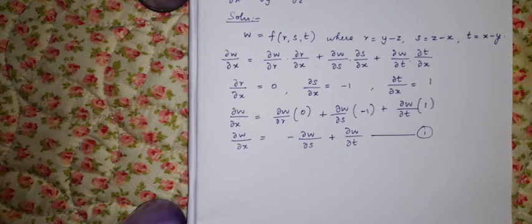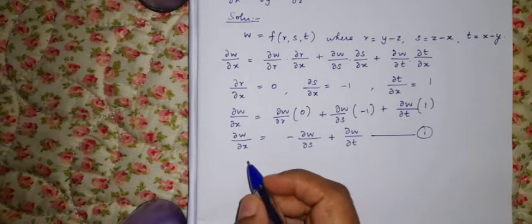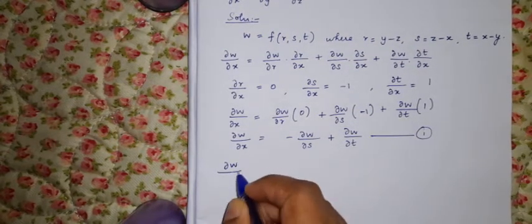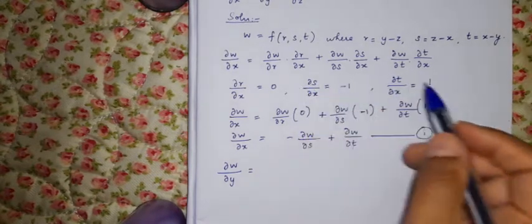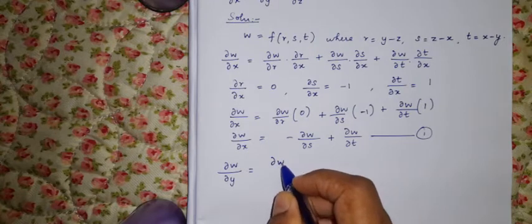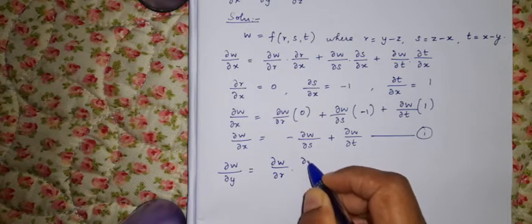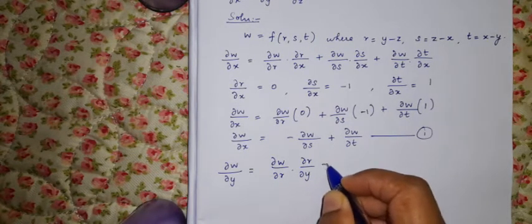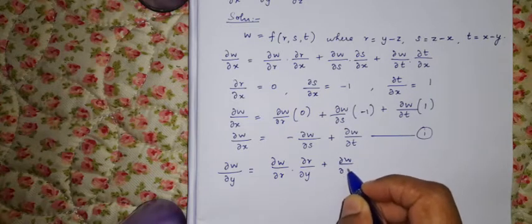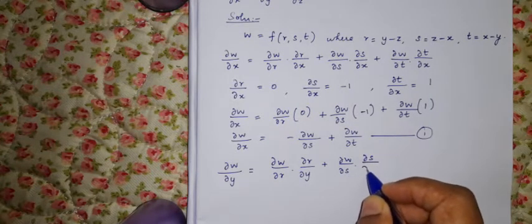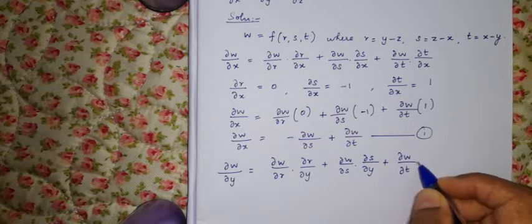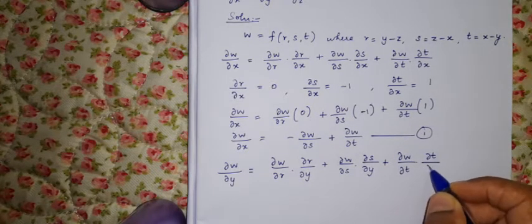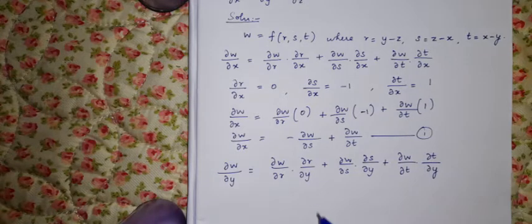Then we need to find ∂w/∂y. You have to do it in the same way. w with respect to r, r with respect to y. w with respect to s, s with respect to y. w with respect to t, t with respect to y. So you have this formula.